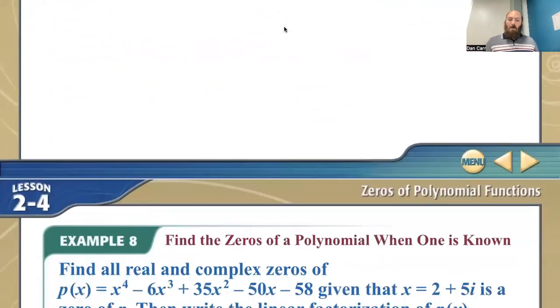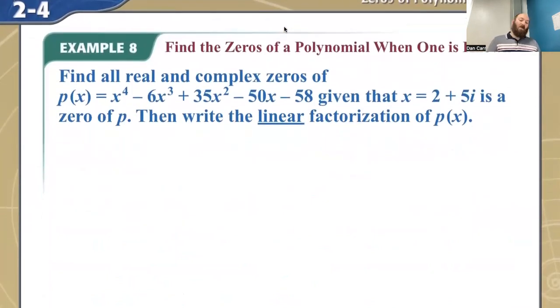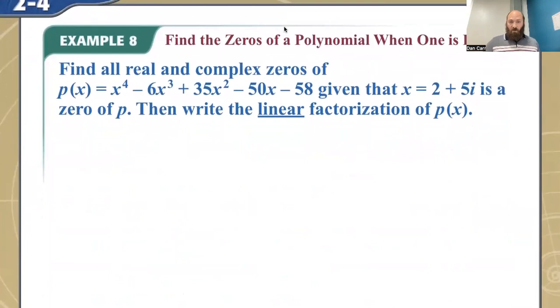Okay. So let's use another example here. Find all real and complex zeros of this function, p of x equals x to the fourth minus 6x cubed plus 35x squared minus 50x minus 58, given that x equals 2 plus 5i is a 0. Then write the linear factorization.